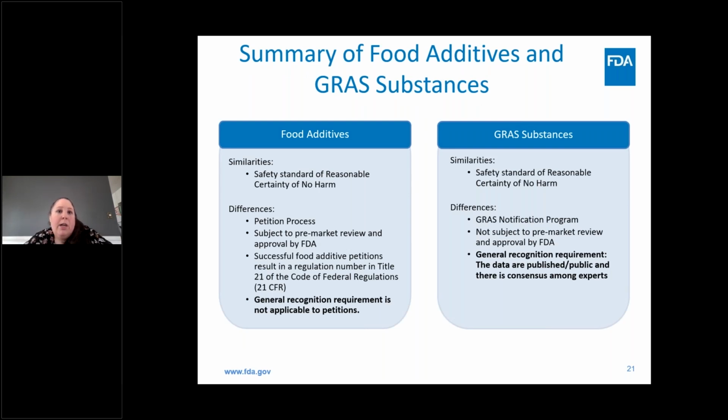So here I just want to summarize the key similarities and differences between the two regulatory pathways that I've discussed. The key similarity is the safety standard of reasonable certainty of no harm is shared by both the food additive petition and the GRAS notification program. However, in the case of food additive petitions, these substances are ultimately evaluated by the FDA, and we own that safety conclusion. A successful petition results in a regulation in the CFR.